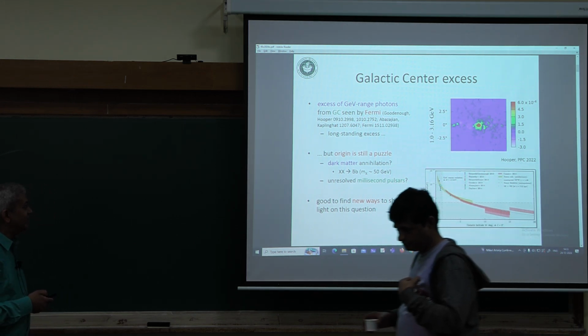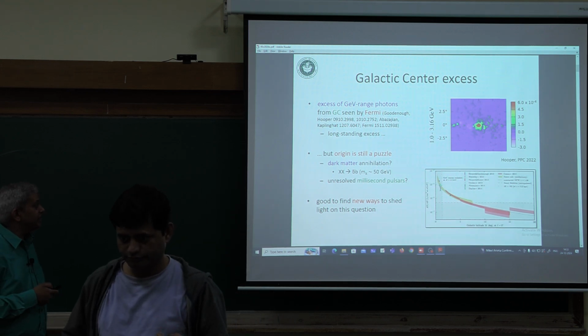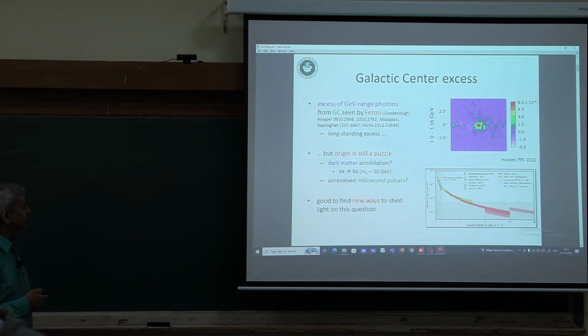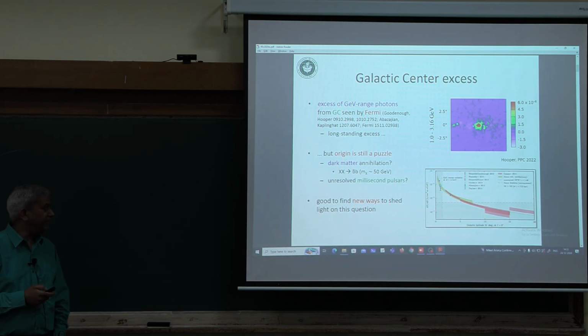Okay, cool. So as I'm sure many of you know, the Galactic Center excess is an excess of GeV range photons, which are seen from the direction of the Galactic Center by the Fermi Large Area Telescope. And so this has been a long-standing excess. We've known about this for running on 15 years now. But its origin is still a mystery.